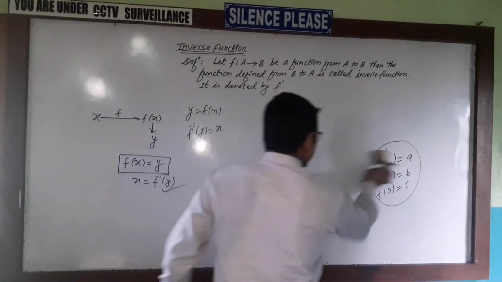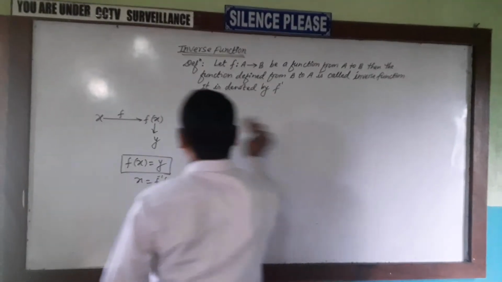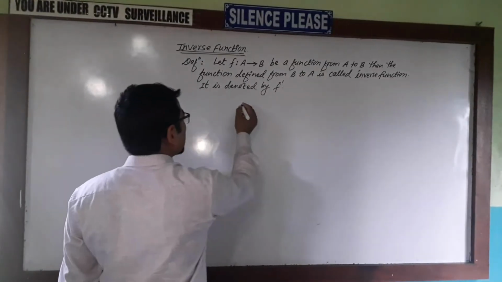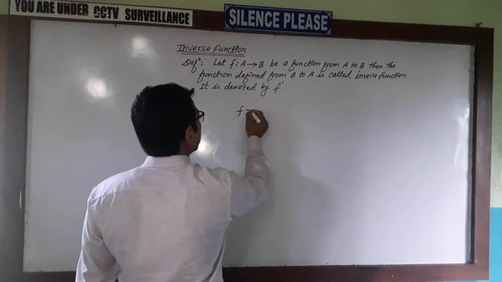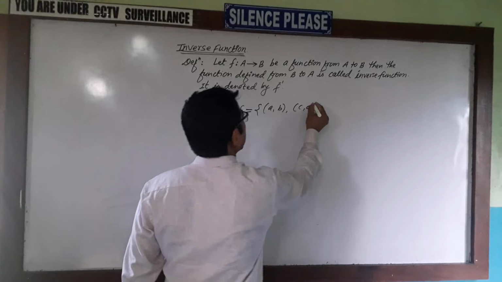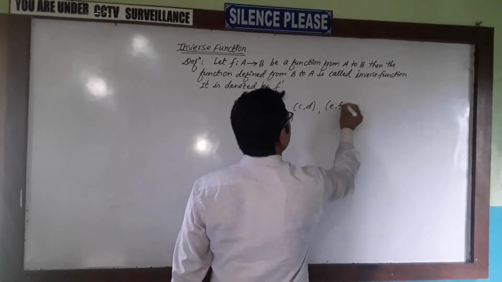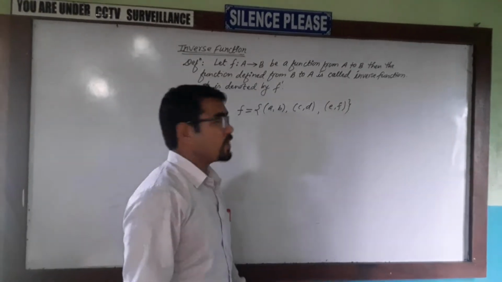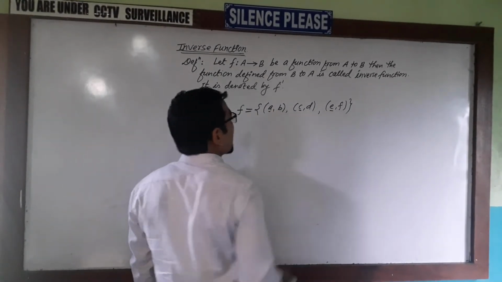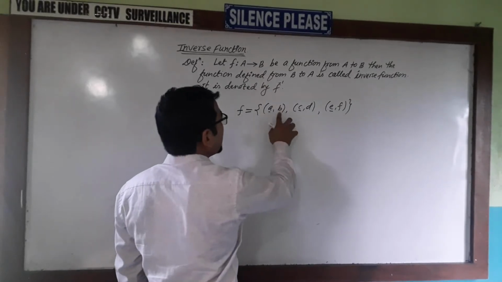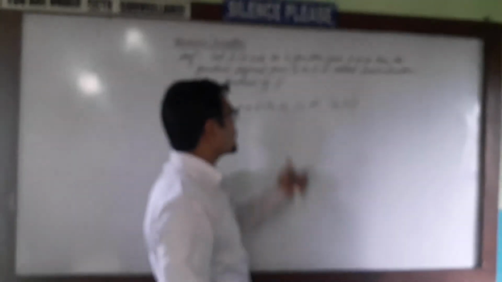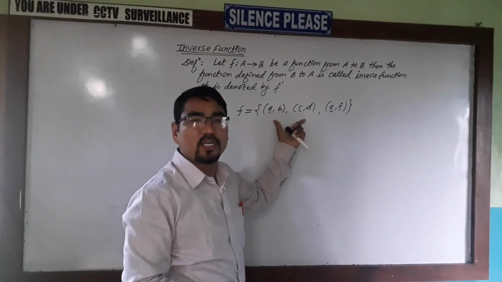If the function is given in the ordered pair form, the function can be expressed in a different way. For example, f is a function like this: (a, b), (c, d), (e, f). This is a function defined from set A to set B, where the first elements a, c, e lie in the set A, and b, d, f lie in the set B. This is the ordered pair form.